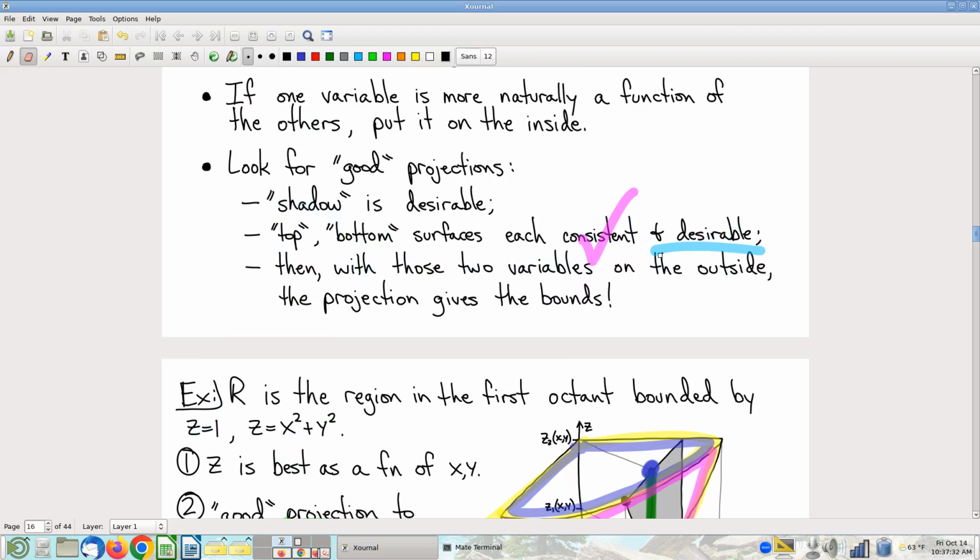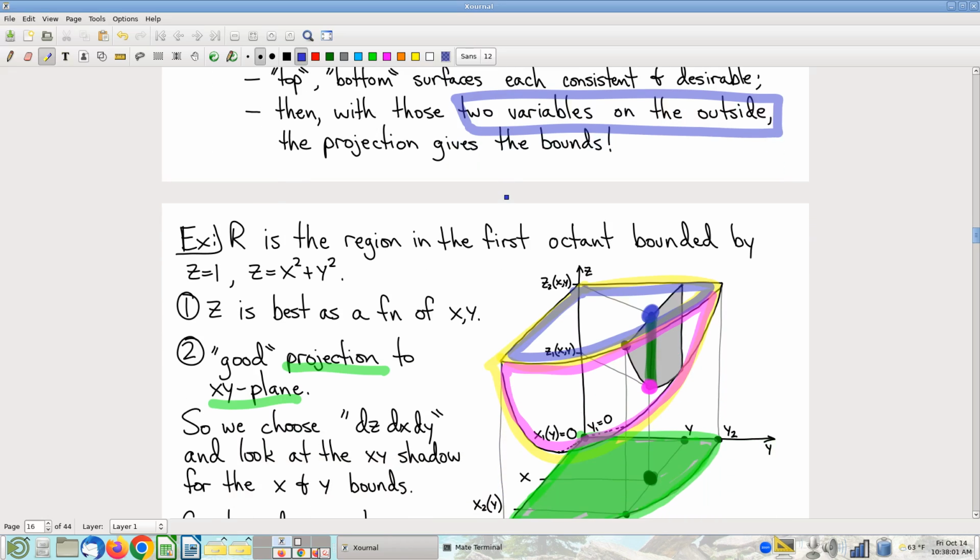If I can get this to erase. There we go. A good projection means the shadow is desirable, the top and bottom surfaces are consistent and also desirable. So now, what do you do with this? What we do with a good projection is if you're slicing in such a way that those two variables, whichever variables correspond to the projection you're doing here, we are projecting down to the XY plane. So X and Y are the two variables in question.